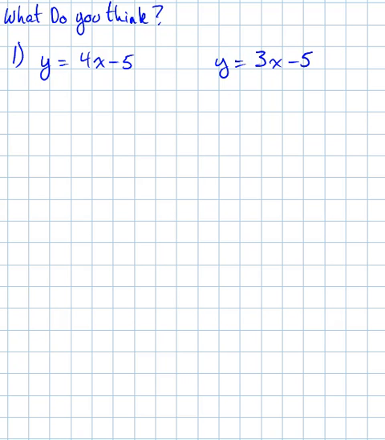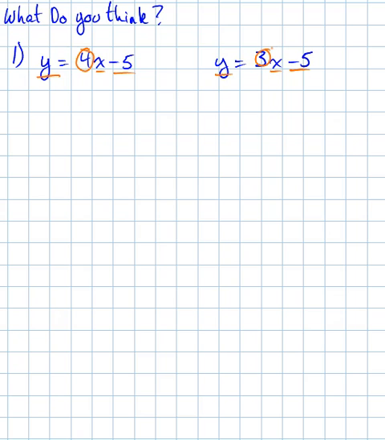Well, there are definitely some similarities. If we look here, they both have a y, they both have an x, they both have a negative 5, but in this first one, x is being multiplied by 4. In the second one, x is being multiplied by 3.